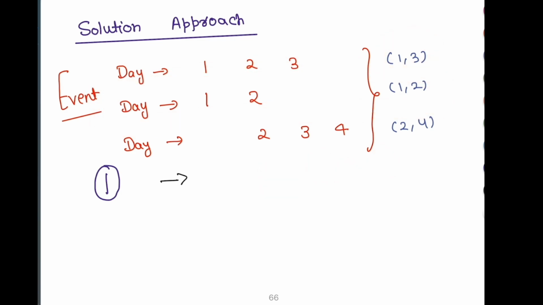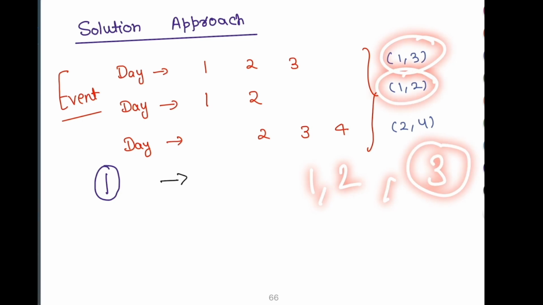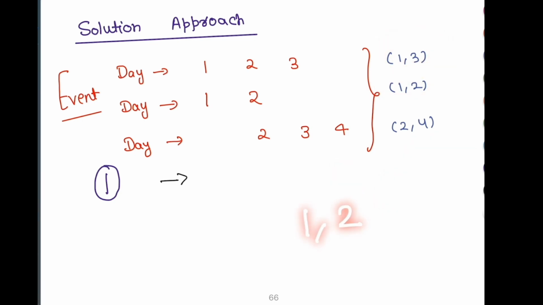So even if I cannot attend this event on day 1 or day 2, I can attend it on day 3. But for this event, if I cannot attend it on day 1 or day 2, I cannot attend it, right? So from a chances perspective, from a probability perspective, out of these two events, if we are able to attend the event which is ending first, we are good, right?